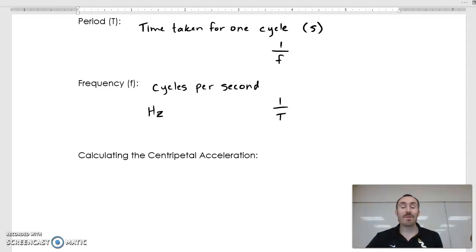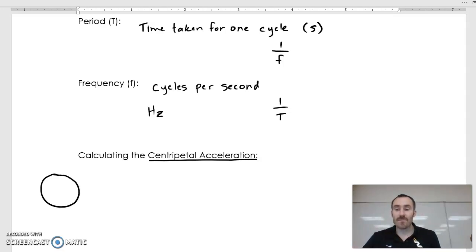Okay, and the last piece we need here for circular motion is a formula for centripetal acceleration. Okay, and this has everything to do with the rate at which the angle is changing. So let's look at a circle over here. Here's the center of the circle. Here is where you started.